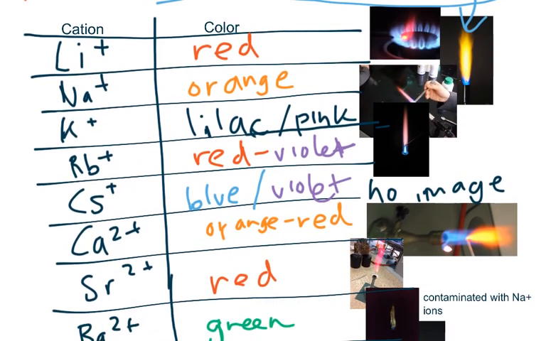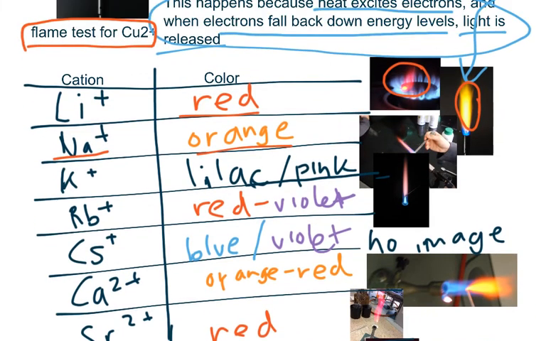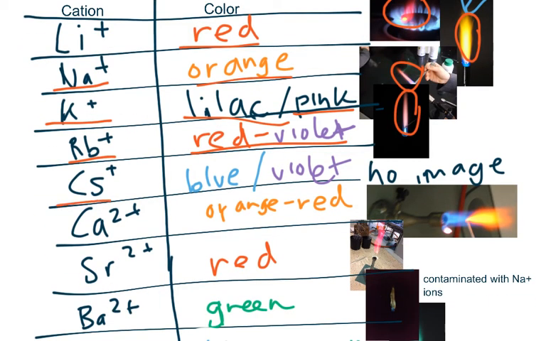So we are going to start off with lithium plus. Lithium plus will be red, and it looks like that. Na plus will be orange. When put in a flame, it will look like that. Now potassium plus will be lilac or pinkish, and it will kind of look like, no, not that one, sorry. It's actually this color. Now rubidium will have a red-violet color, and it will look like that. Now cesium plus will be blue or violet, and I don't have an image for that, sorry.